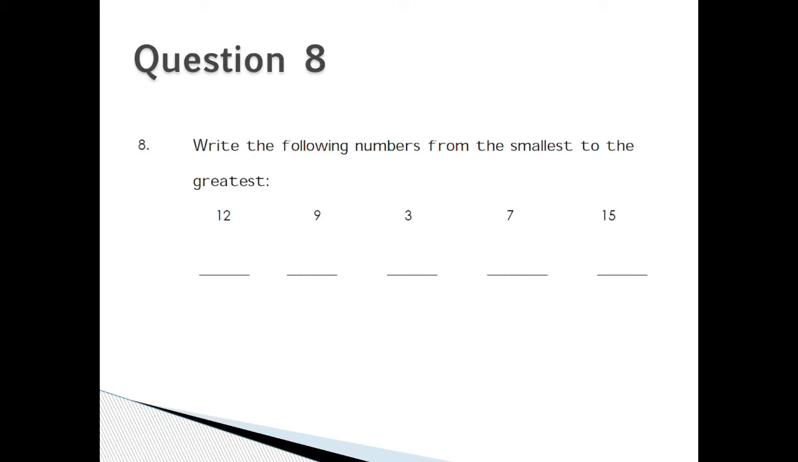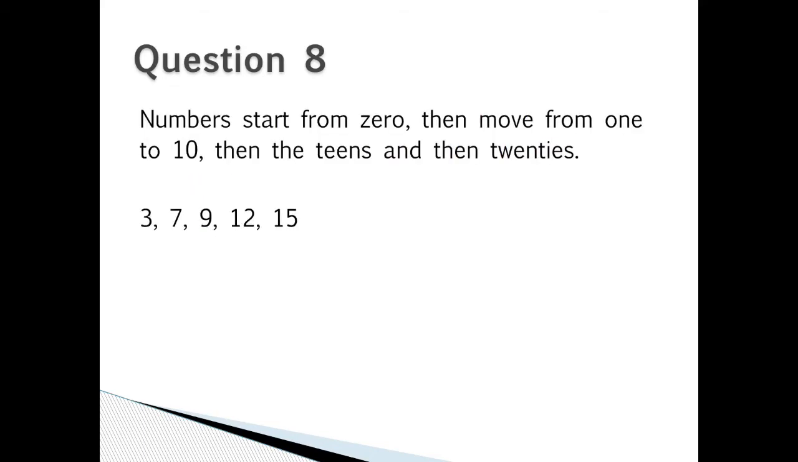Write the following numbers from the smallest to the greatest. We have 12, 9, 3, 7, and 15. Numbers start from 0, then move from 1 to 10, then the teens, and then 20s. So the correct order is 3, 7, 9, 12, and 15.